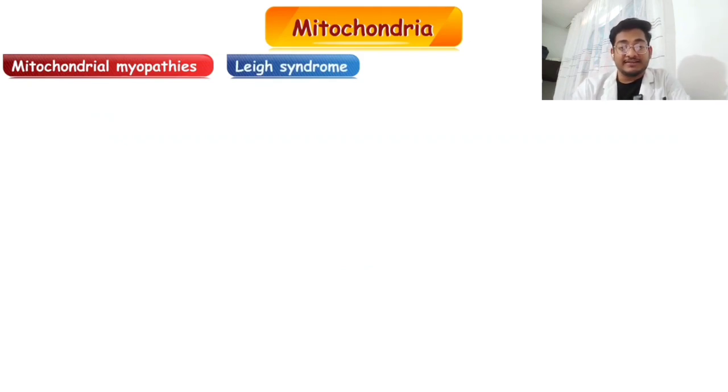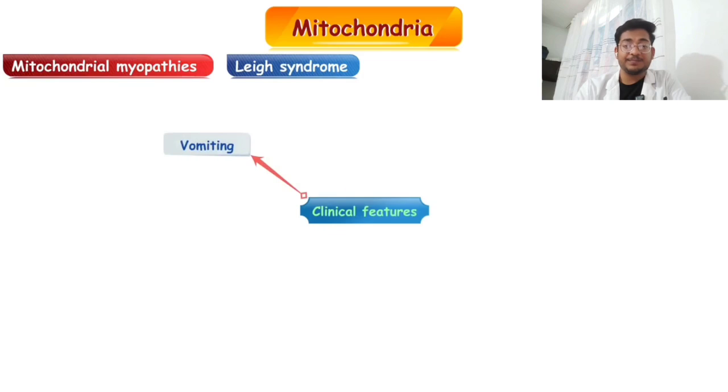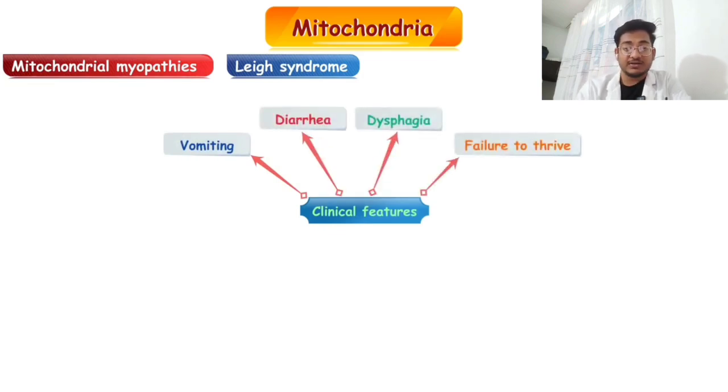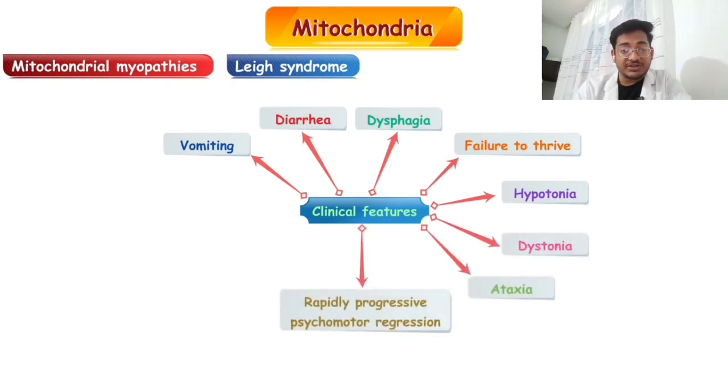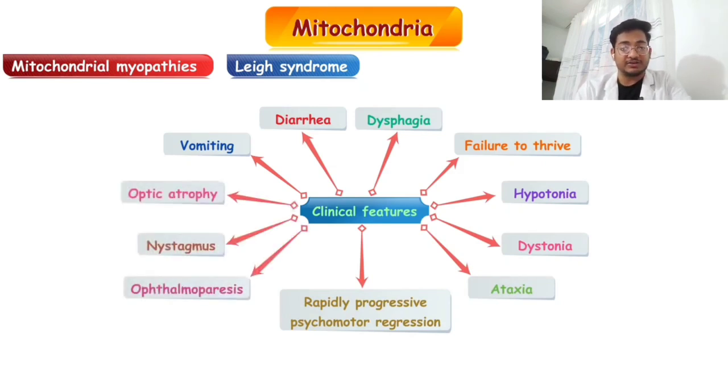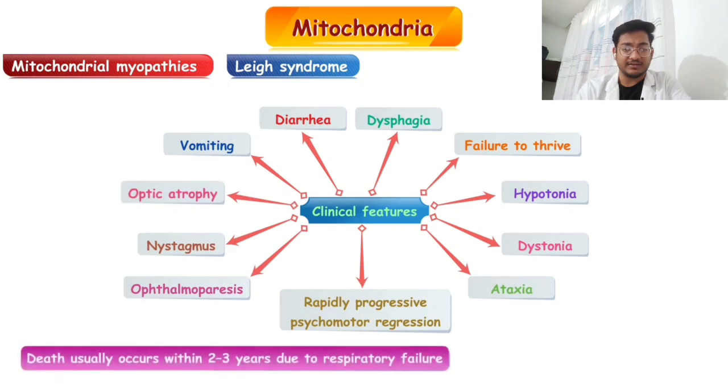The next syndrome is Leigh syndrome. The clinical features we can see are vomiting, diarrhea, dysphagia or failure to thrive, hypotonia, dystonia, and ataxia. We can also see rapidly progressive psychomotor regression and ophthalmoplegia and optic atrophy. Death usually occurs in 2-3 years due to respiratory failure.